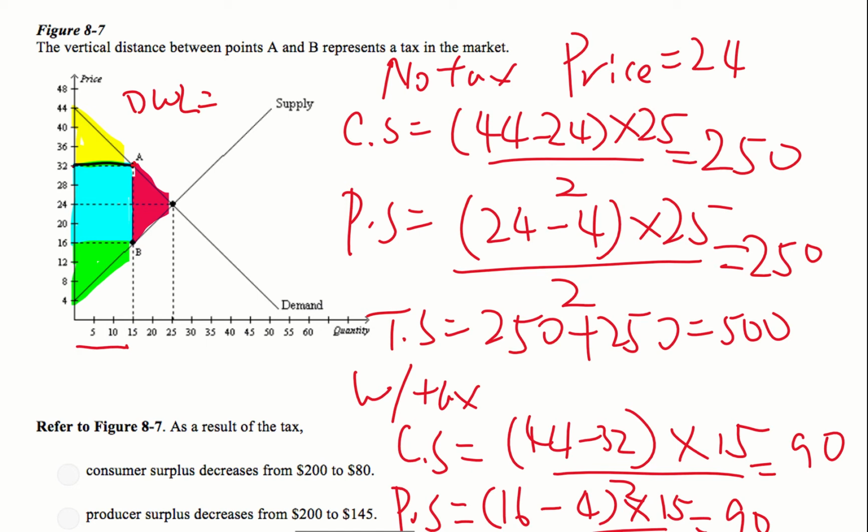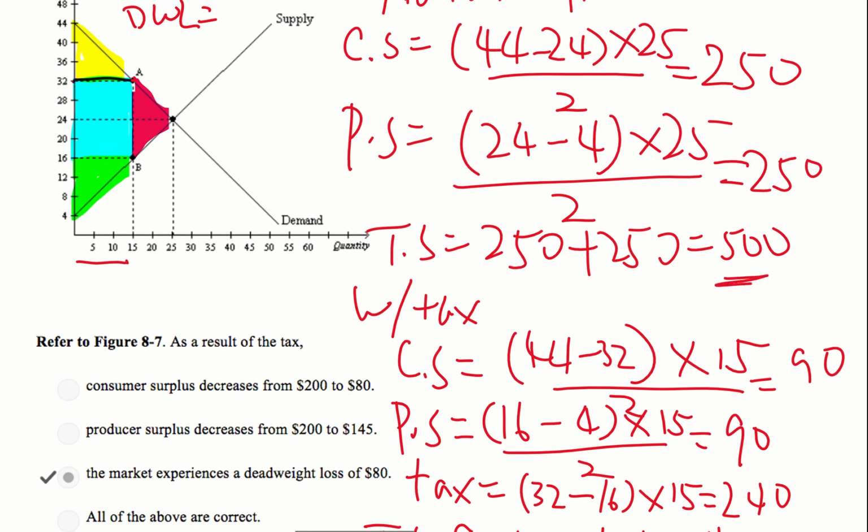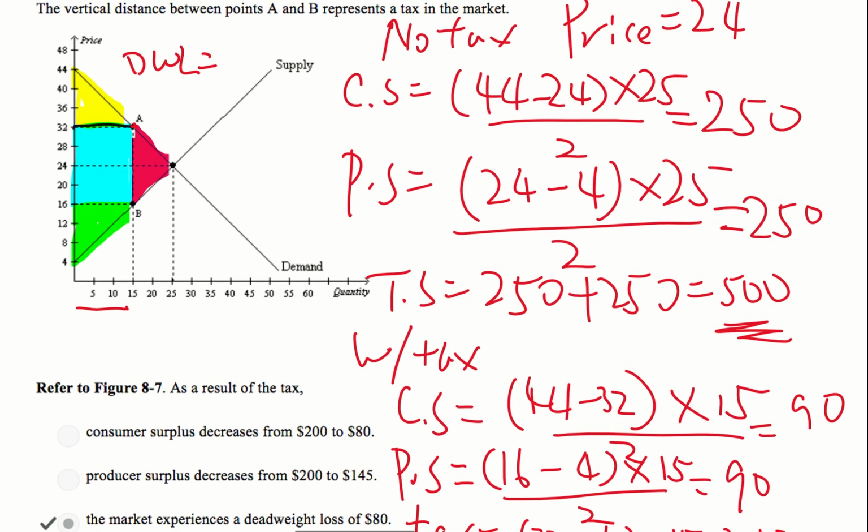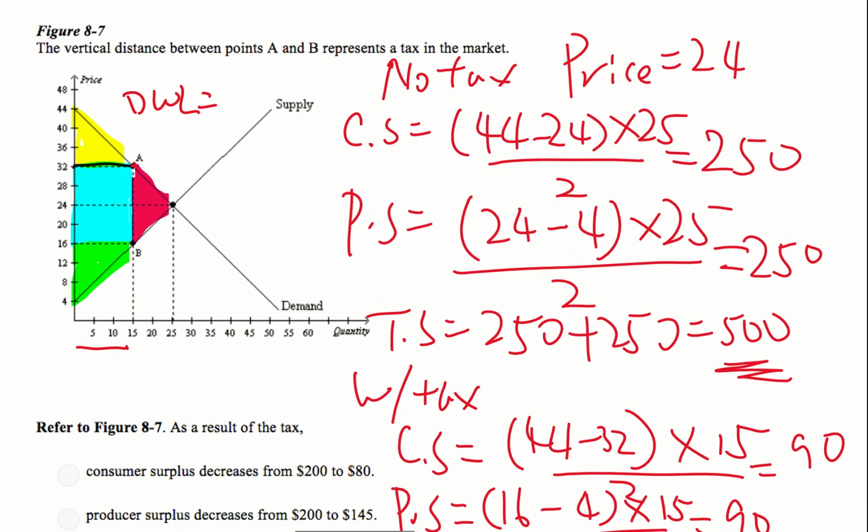So there are two ways to do it. You can use our old total surplus minus the new total surplus, and that difference will give you your deadweight loss, or just find the triangle here, the little red triangle. So that will be 32 minus 16 times the horizontal difference from 15 to 25, so times 10 divided by 2. So that should be 80, right? So 16, yeah, 80. That's our deadweight loss.